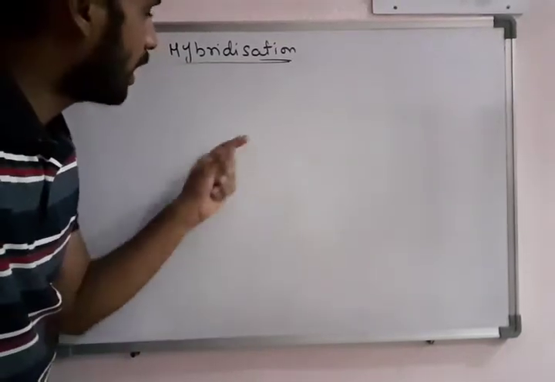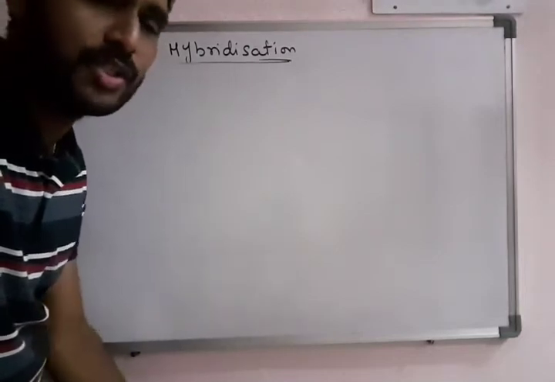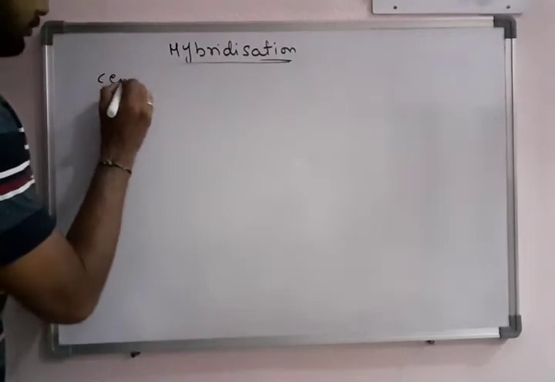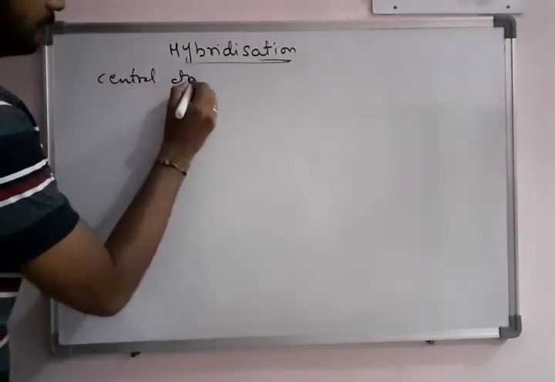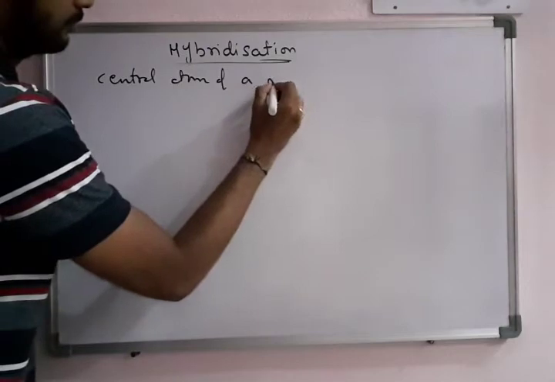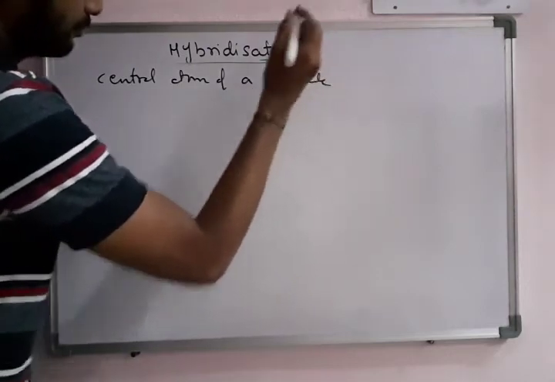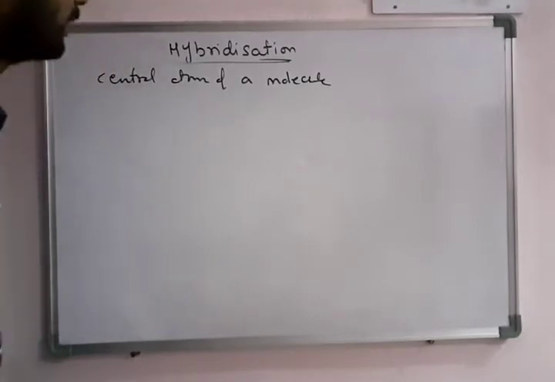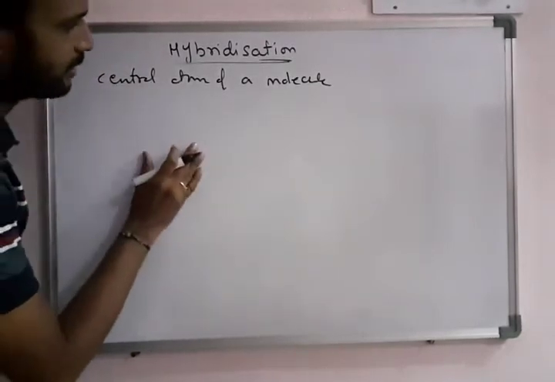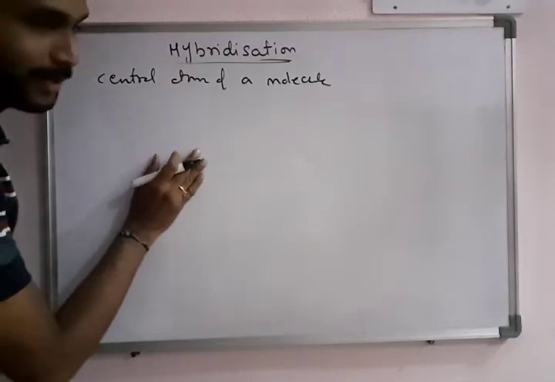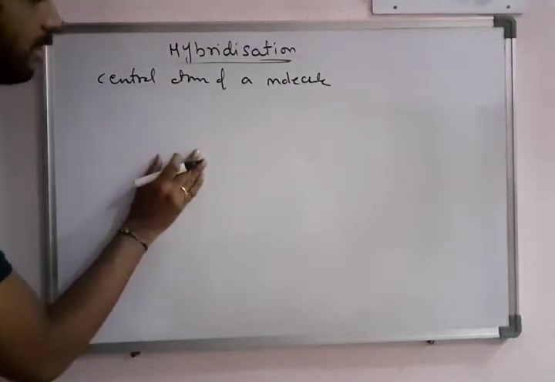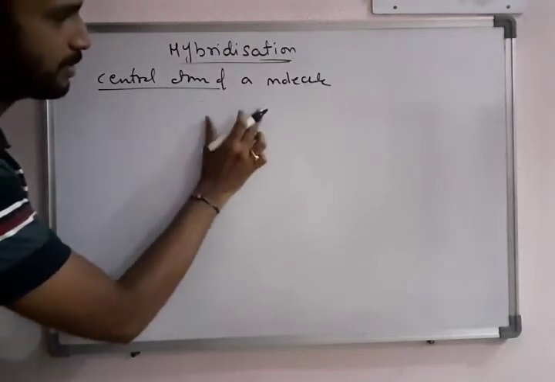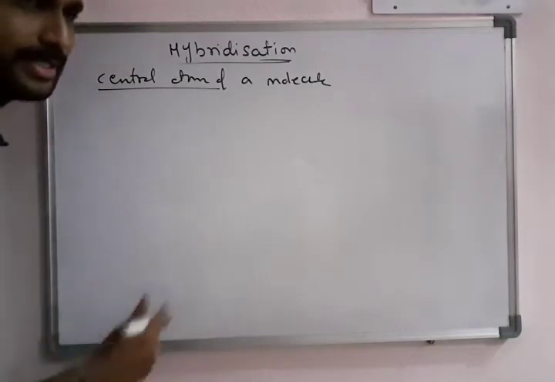Okay, now we see how to identify the hybridization in different compounds. We know that only the central atom of a molecule undergoes hybridization. Now we calculate the number of hybrid orbitals present on the central atom of a molecule. By knowing the number of hybrid orbitals, we are able to know the hybridization.